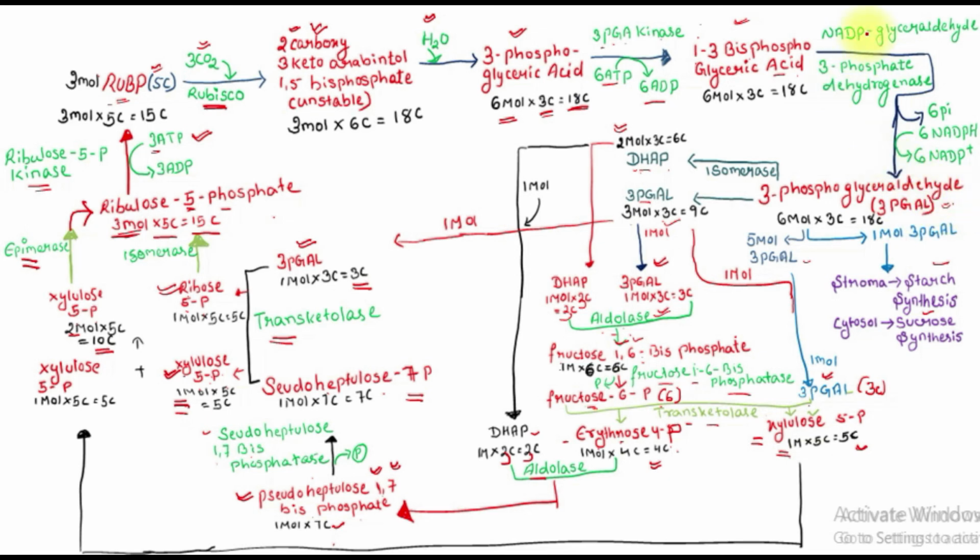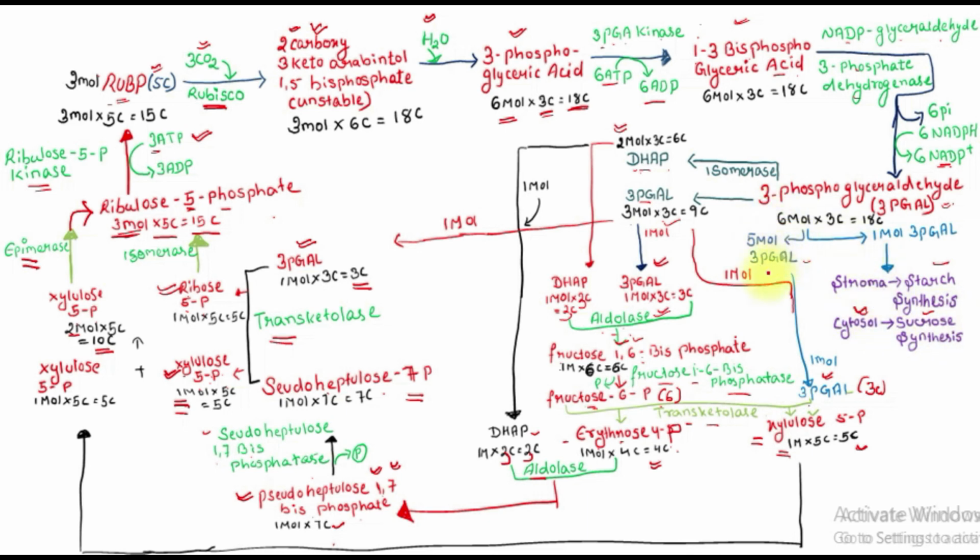So for this, it needs an enzyme NADP glyceraldehyde 3-phosphate dehydrogenase. As it is a reduction reaction, 6 phosphate will be removed and 6 NADPH will be converted into 6 NADP plus, or we can also say that 6 NADPH is oxidized into 6 NADP plus. Now we have got here 3-phosphoglyceraldehyde or 3-PGAL. Of it, 1 molecule of 3-PGAL will be converted into starch or sucrose. If it is synthesizing starch, it will be given to the stroma, and if it needs to synthesize sucrose, it will be given into the cytosol.